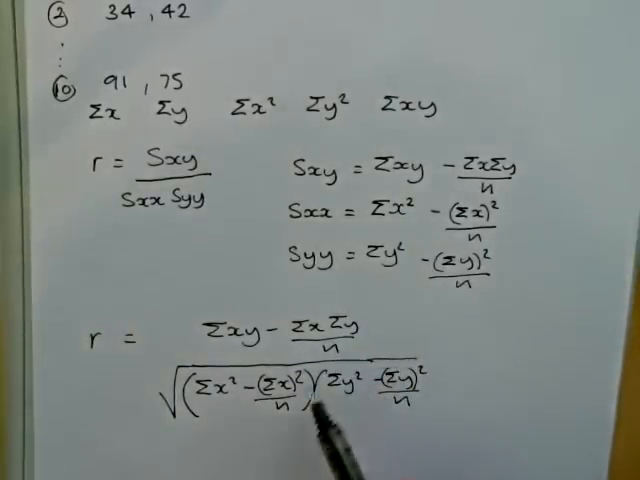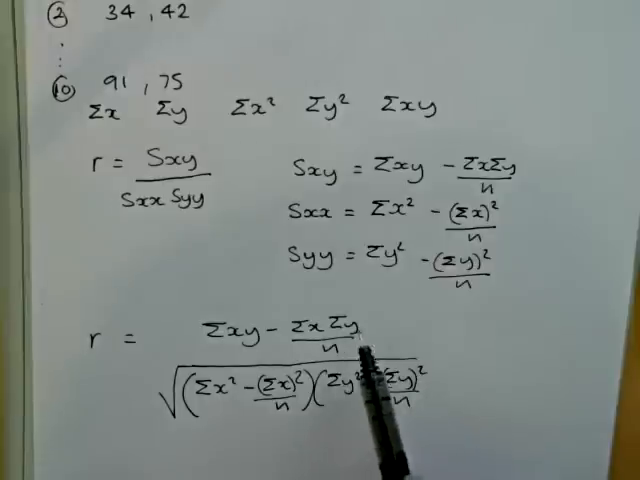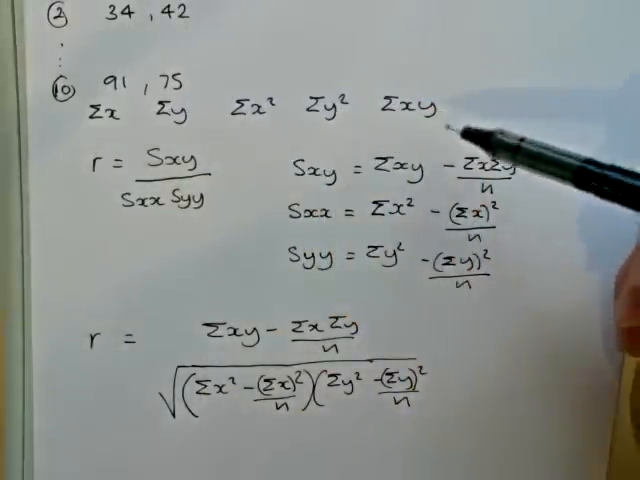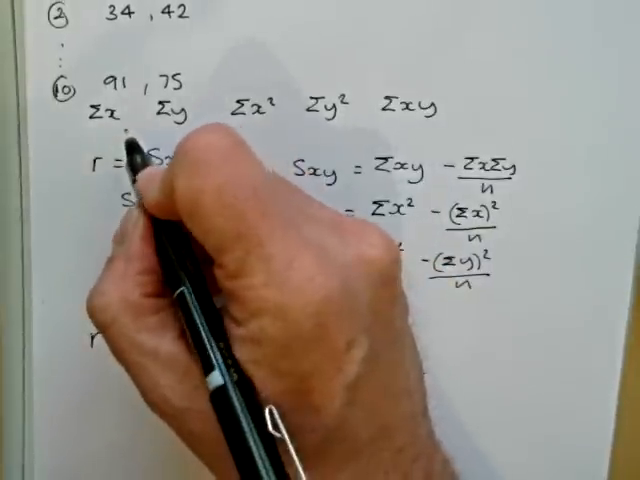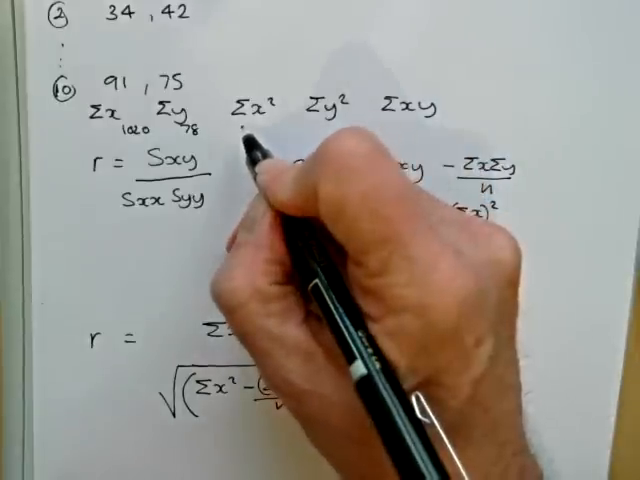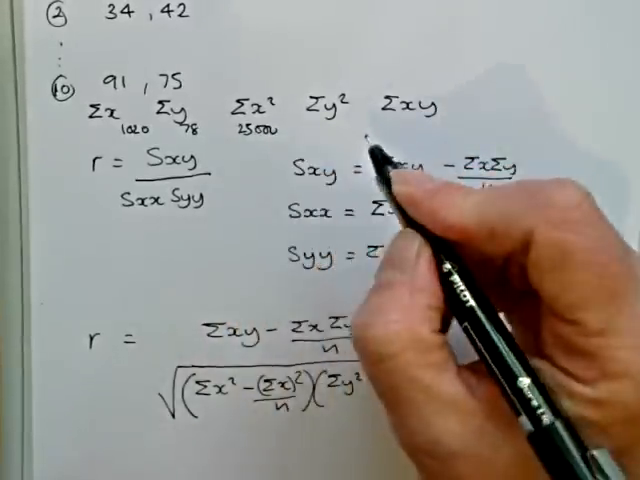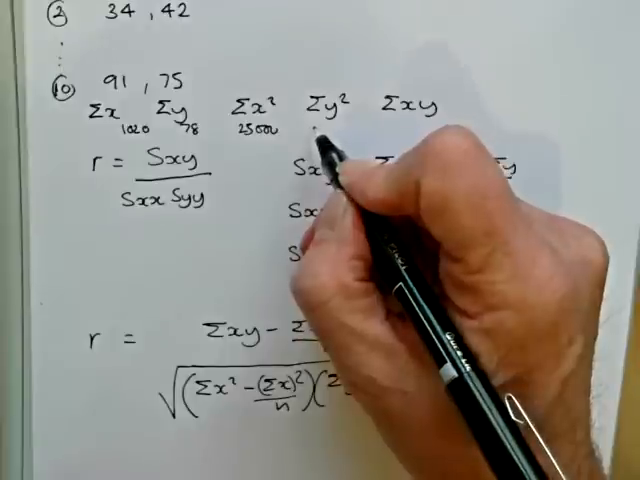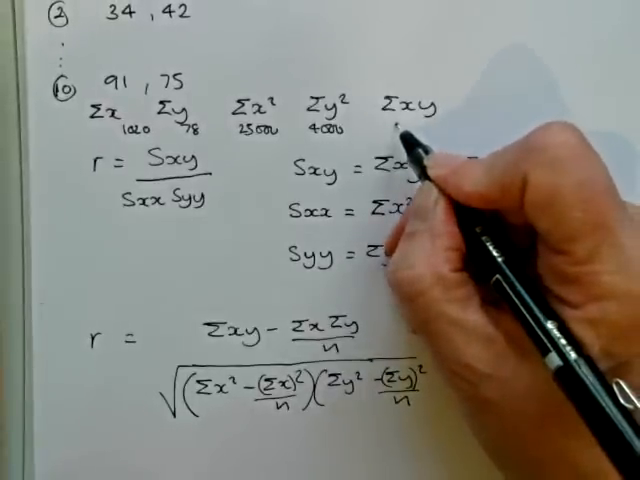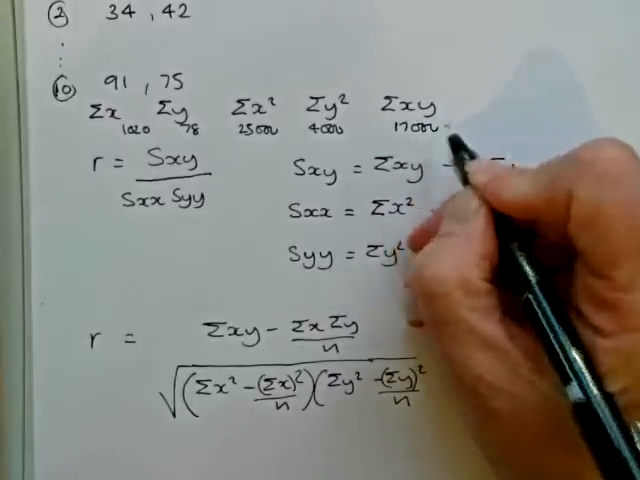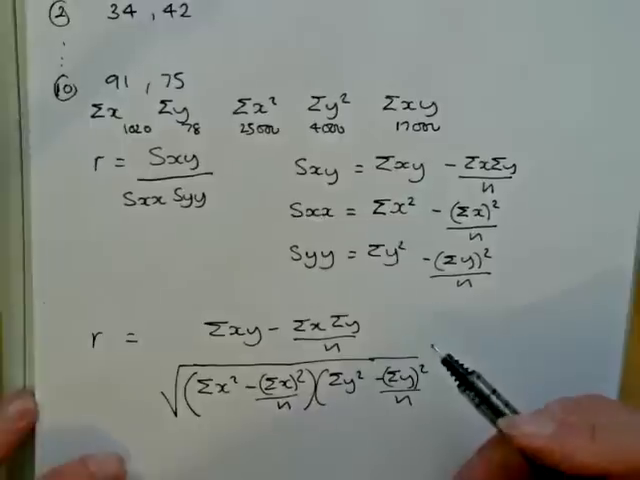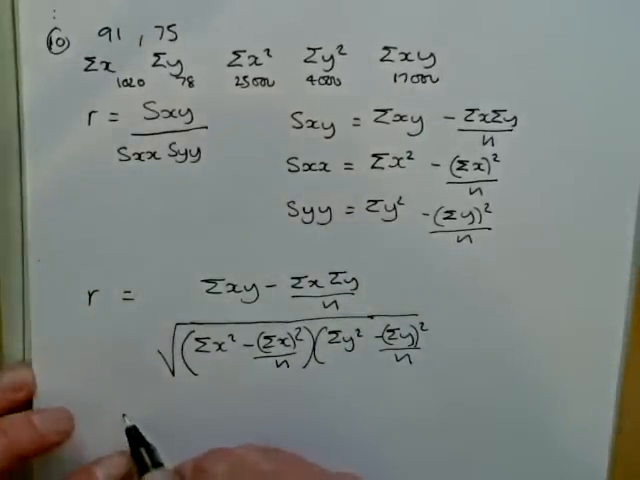What you will see is the n appearing in three places. If you put it all in like that, you can do a quick double check that you've picked the correct numbers. So let's, for argument's sake, make a few up and say that this was 1,020, that was 78, that was 25,000, the sum of x squared, 4,000, and this was 17,000. So all we have to do then is put these component parts into that formula and work out the rest with a calculator. I'll show you how to do that.